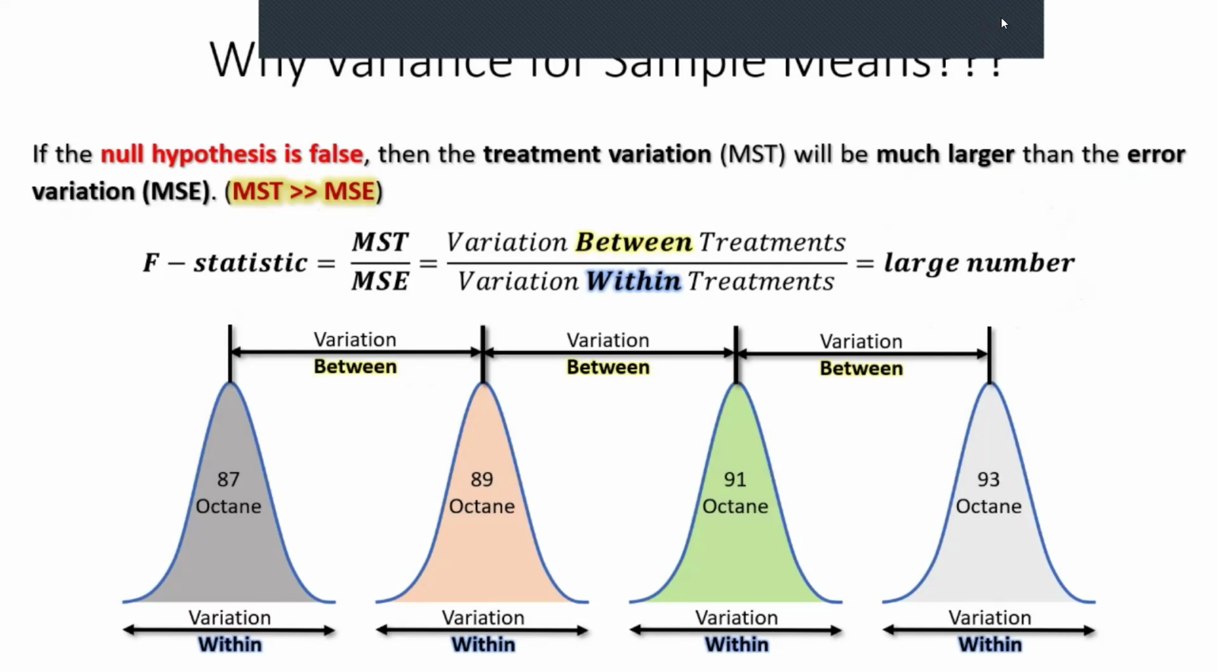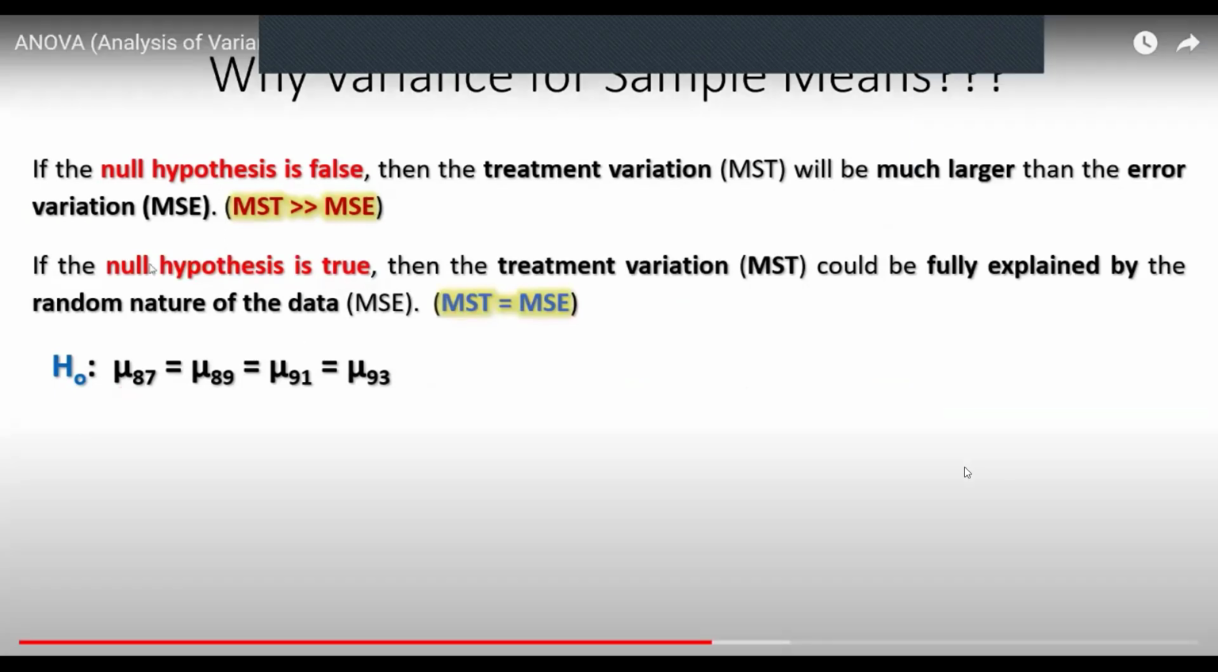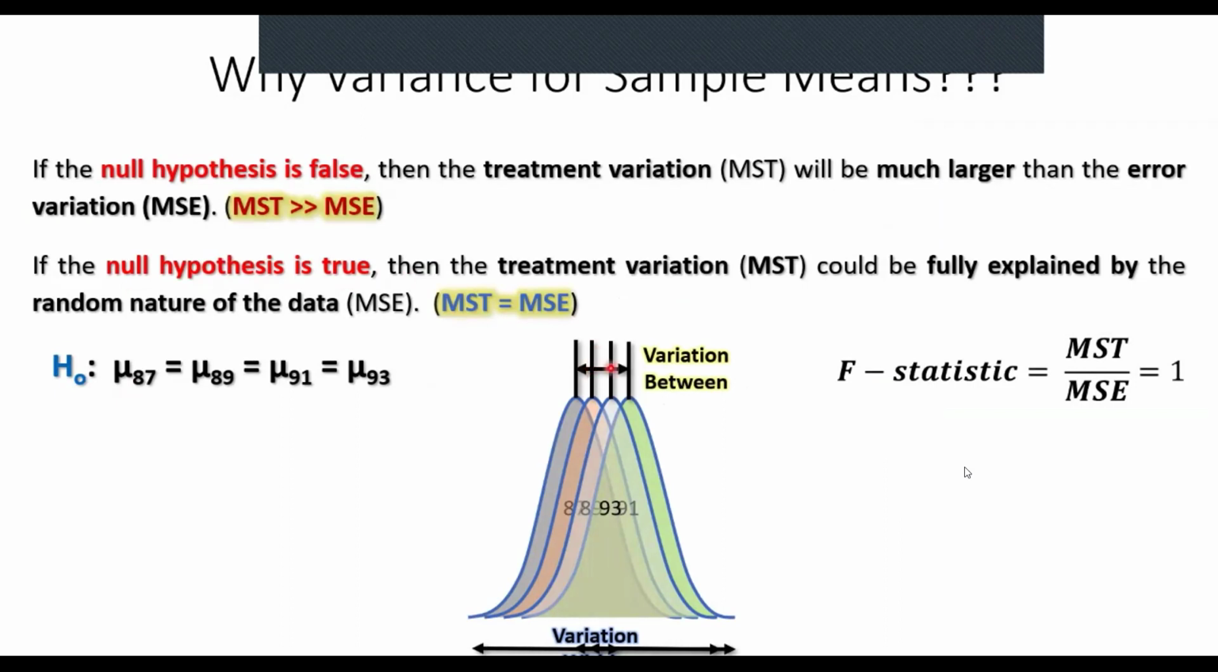Now, think for a second. Imagine the null hypothesis is actually true, okay? Imagine that here's our null hypothesis and all the mean values are approximately equal. Assume the null hypothesis is true. If that were the case, then the mean square of the treatment, the variation between treatment groups, could be fully explained by the random nature of the data. Remember, when we collected data within each treatment group, 87, 89, 91, 93 octane, there was a little bit of variation from data point to data point. And again, if the null hypothesis was true, you could see some slight differences between these mean values, but on average, approximately, they would be the same.